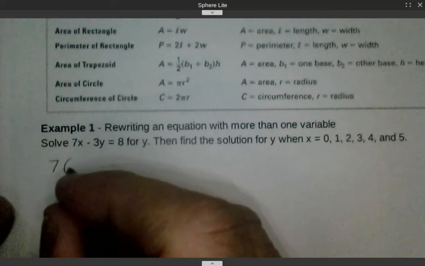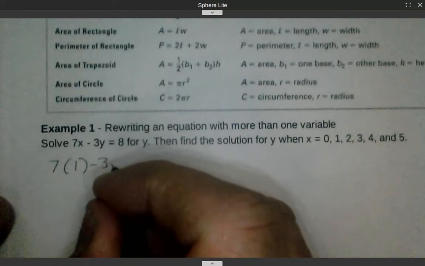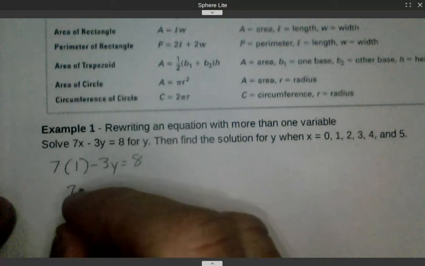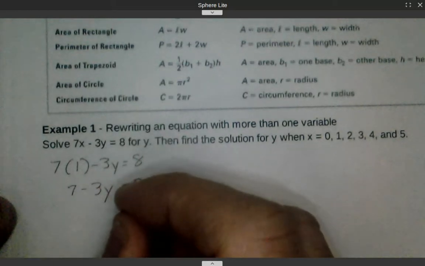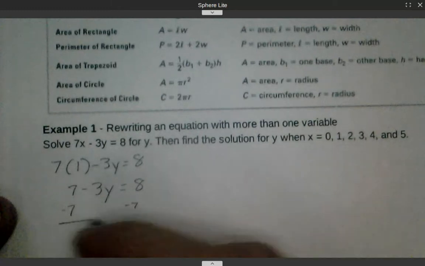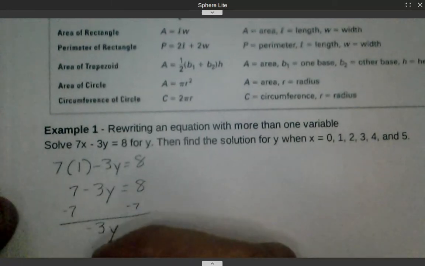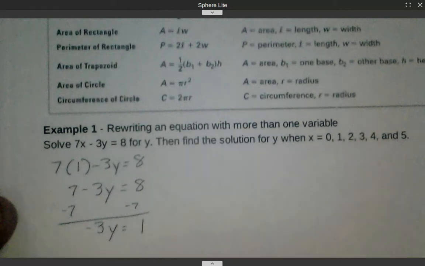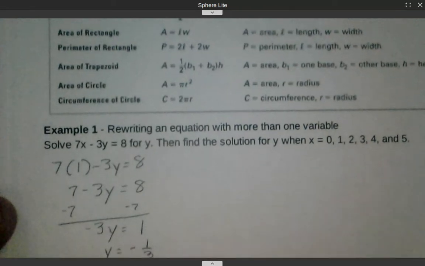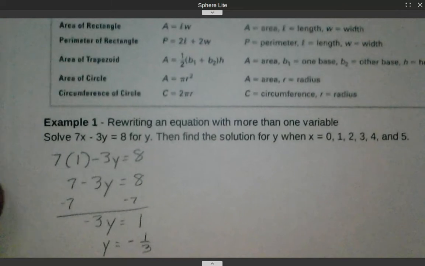So if I said x equals 1, then what I would have to do is plug it in, and I'd have to solve and get everything like that, and then I'd get y equals negative 1/3. I'd have to do all these steps for all these numbers. That's something that we don't usually want to do in math.